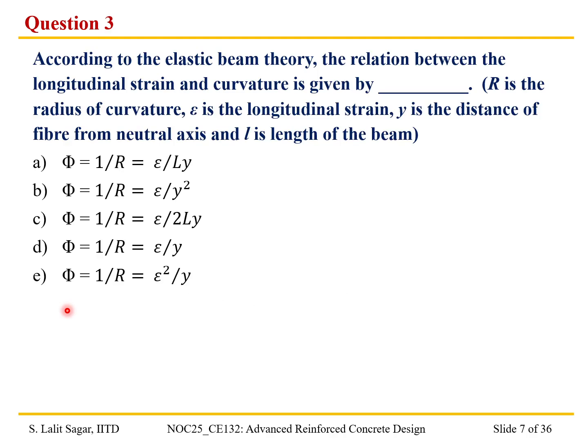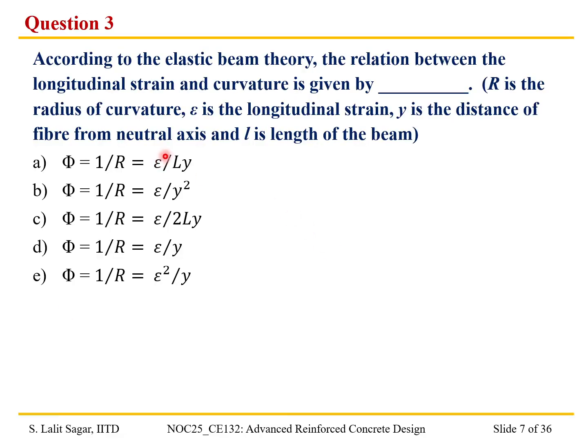Moving forward, we have the third question, which is again based on the elastic beam theory. According to the elastic beam theory, the relation between the longitudinal strain and the curvature is given by dash. So we need to specify, based on the elastic beam theory, what is the relation between the longitudinal strain and the curvature. Here we have used several variables, so I'm going to read them out for better clarity.